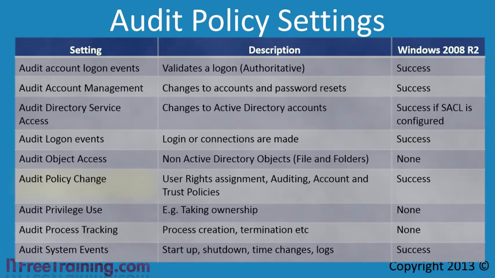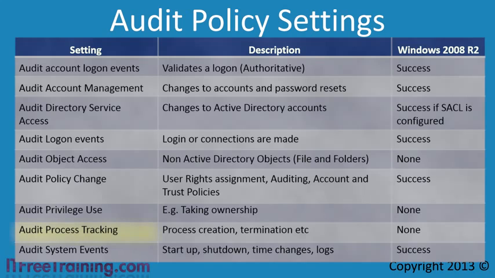The next setting is Audit Policy Change. This tracks changes to policy like user rights assignment, auditing, accounts, and trust policy. For example, changing any of the audit settings here will generate an Audit Policy Change event. The next setting is Audit Privilege Use. This setting audits when privileges are used in the operating system. An example of privileges is taking ownership of files and folders and changing the system time.